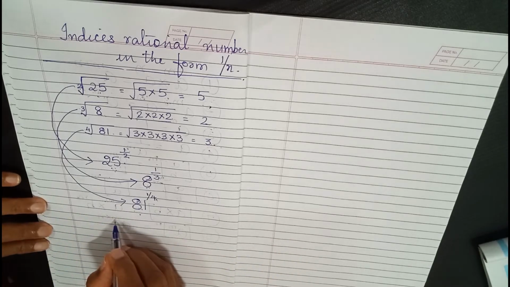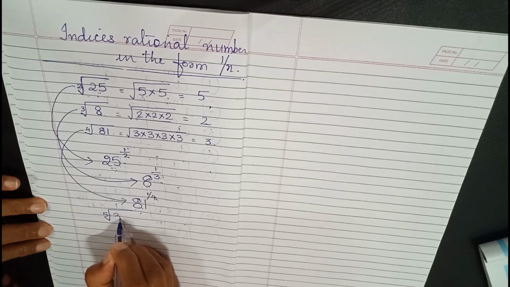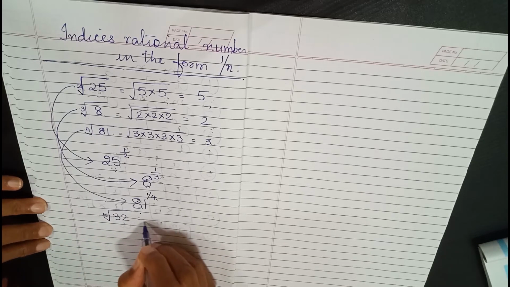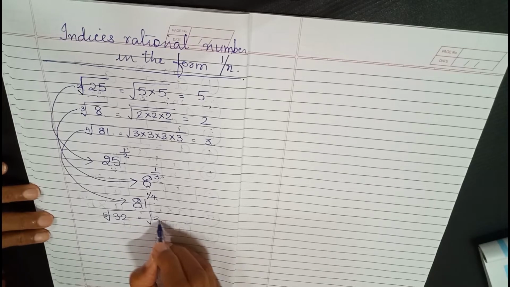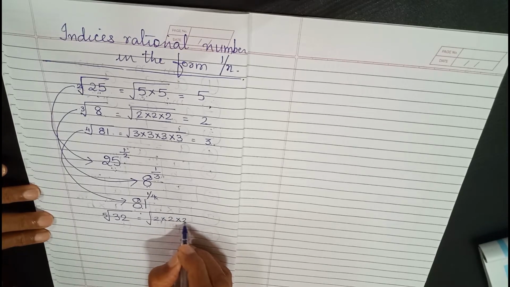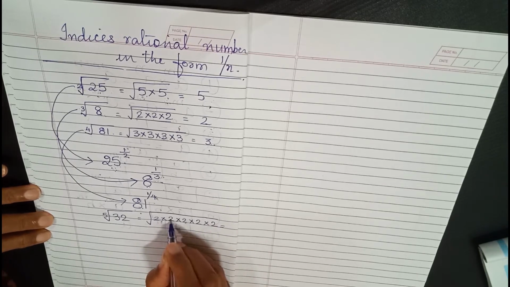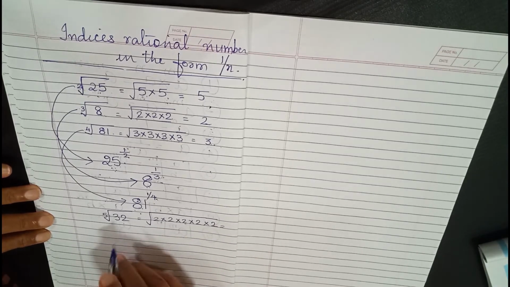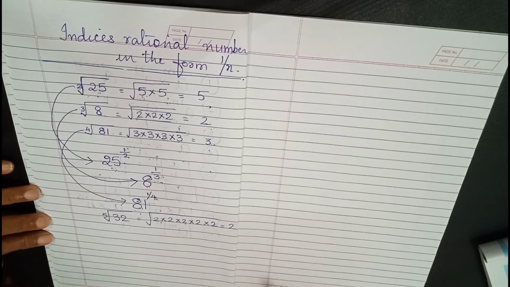Let us say, for example, I want to find out the fifth root of 32. So what does this mean? It means I have to divide 32 into 5 parts. You know, 2 twos are 4, 4 twos are 8, 8 twos are 16, 16 twos are 32. So we have 32 divided into 5 parts. That is the same number, and the fifth root of 32 becomes 2.